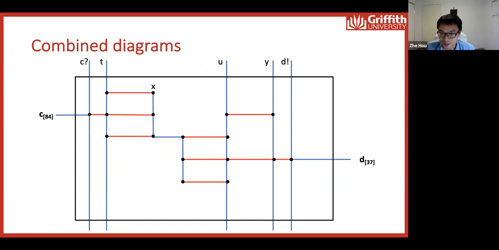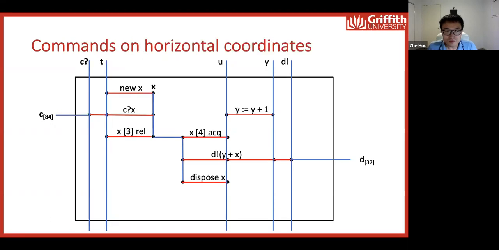Now, this diagram has been obtained by joining the two previous diagrams at their dotted edges and then removing the dotted edge. Now we have a combined diagram that gives you the whole picture of a very small program. Now we can put more things on the horizontal coordinates. In this diagram, each horizontal coordinate is labeled by the basic command in the thread which has triggered the execution of the atomic event.